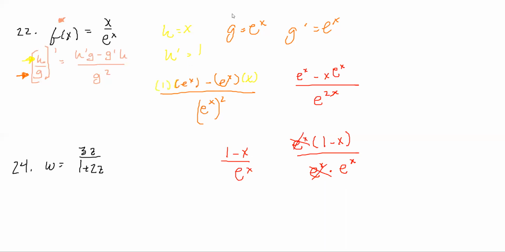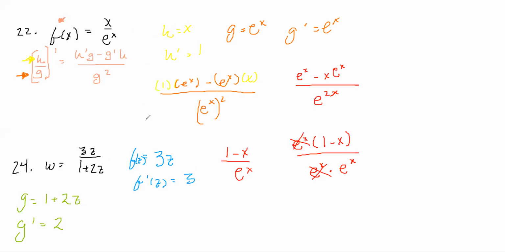Let's do this one. So I'm going to say f is on top here, so that's 3z. So this is f of z. F prime of z is equal to 3. So my g is going to be what is here on the bottom. G is equal to 1 plus 2z. G prime is equal to 2.